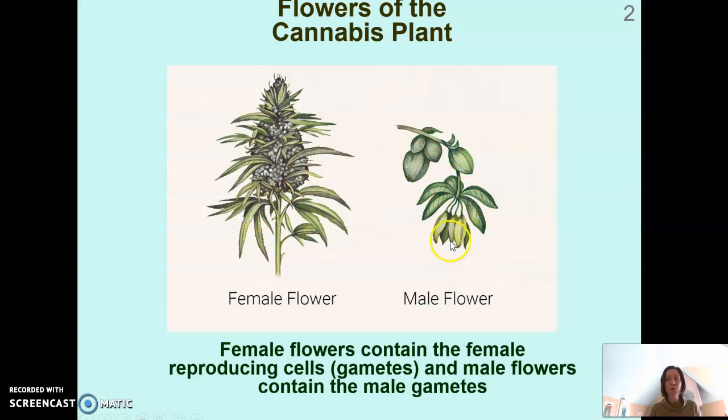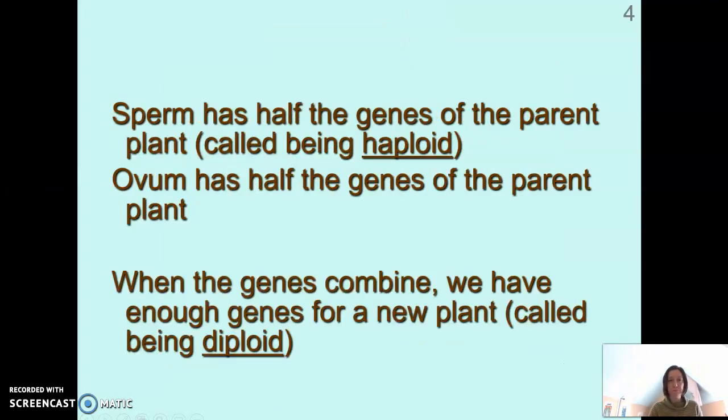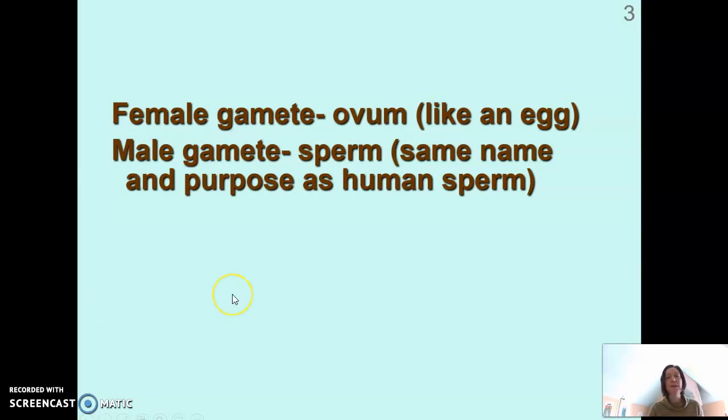So the only time you would want male flowers is when you are doing your breeding. And you want the pollen because that contains the male gametes. The female gamete is called an ovum. It's like an egg, and sometimes you'll hear ovum, egg used interchangeably. It's really not that important of a distinction for us. And the male gamete is the sperm, same name and purpose as the human sperm. So females have the ovum, which can be fertilized by the sperm in plants, just like in animals.